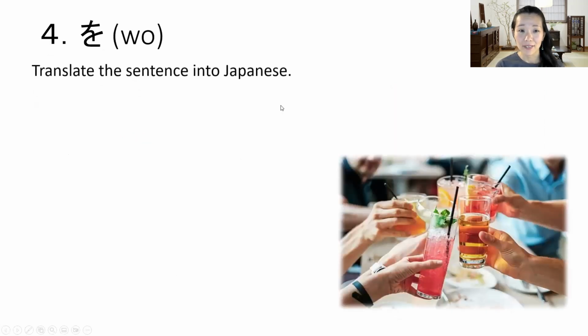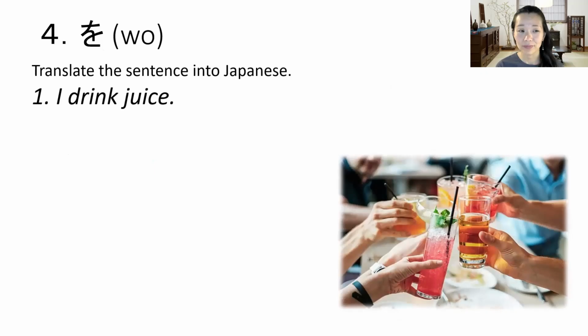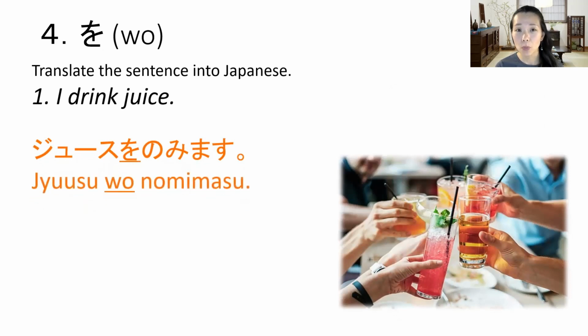Let's try a translation exercise. So how do you say I drink juice? You can say ジュースを飲みます。Repeat after me. ジュースを飲みます。So the verb is 飲みます, then the object is the juice. So you need を.